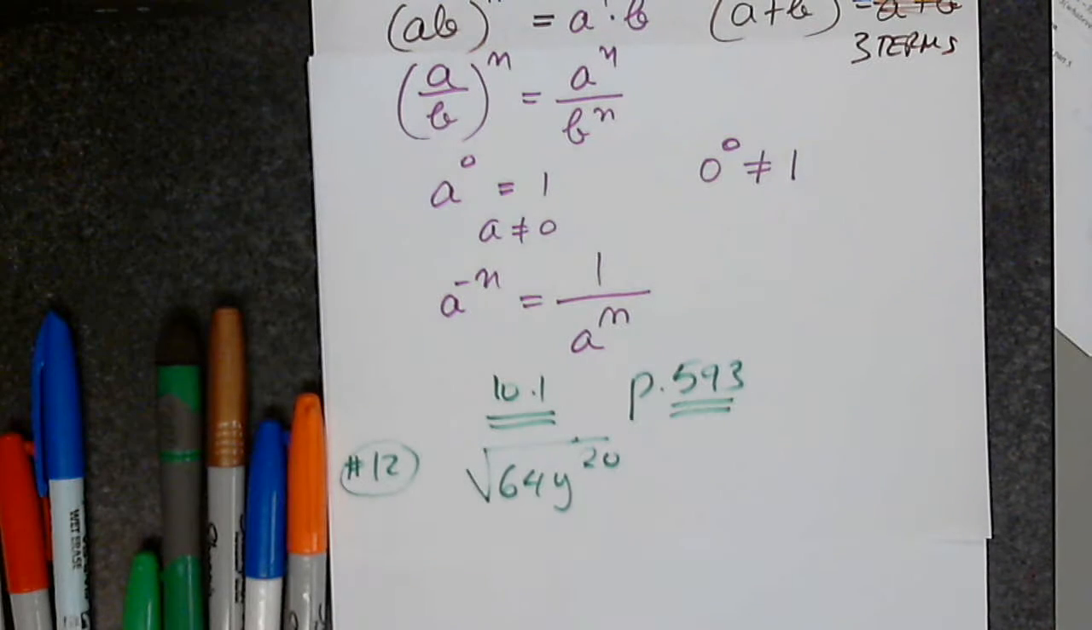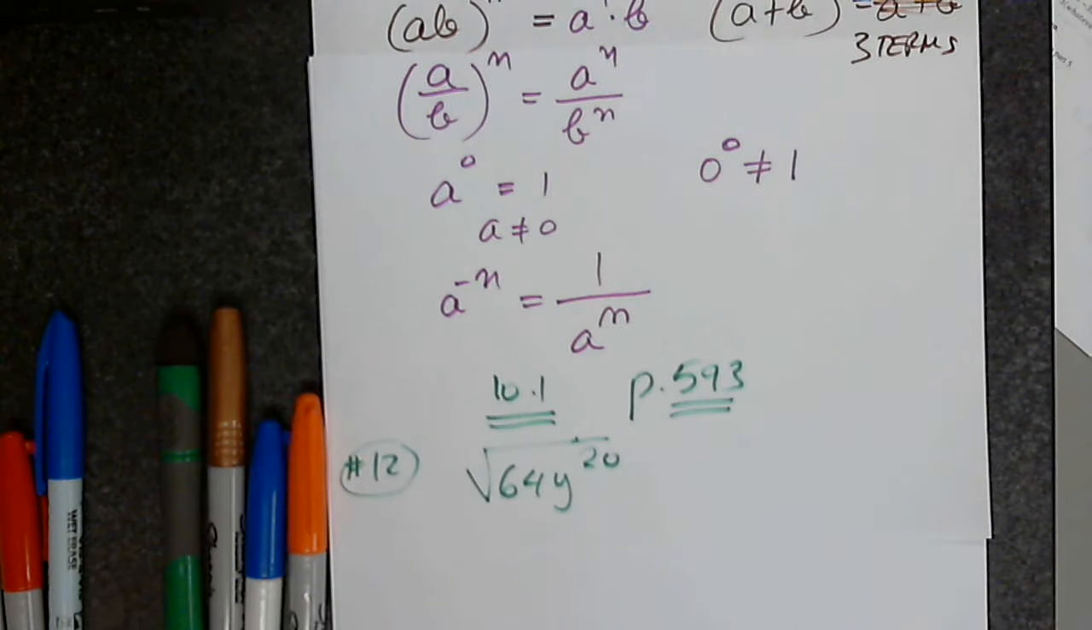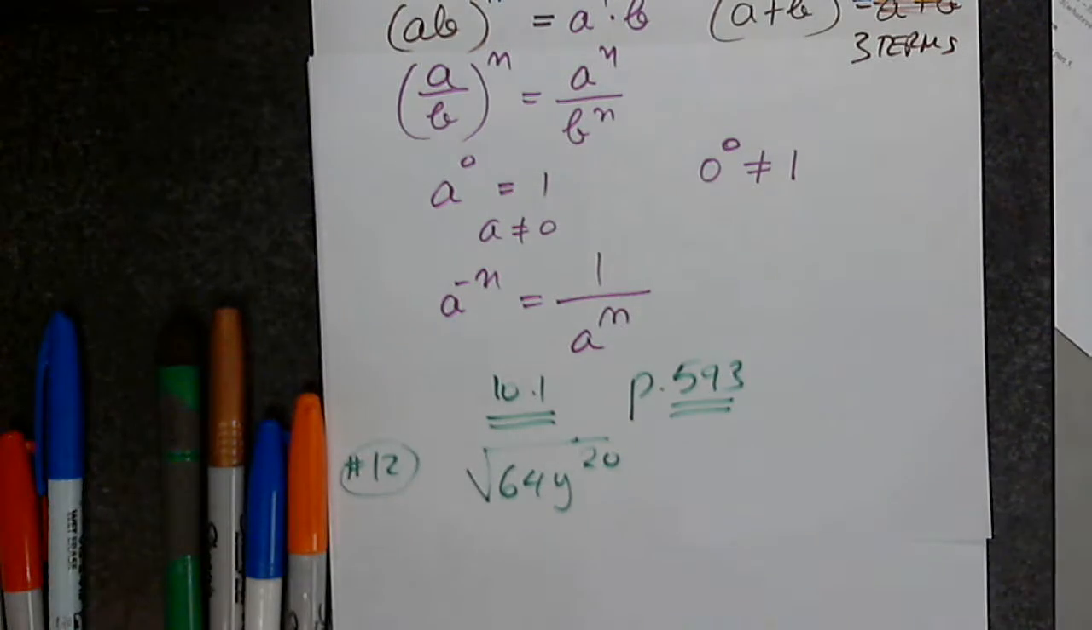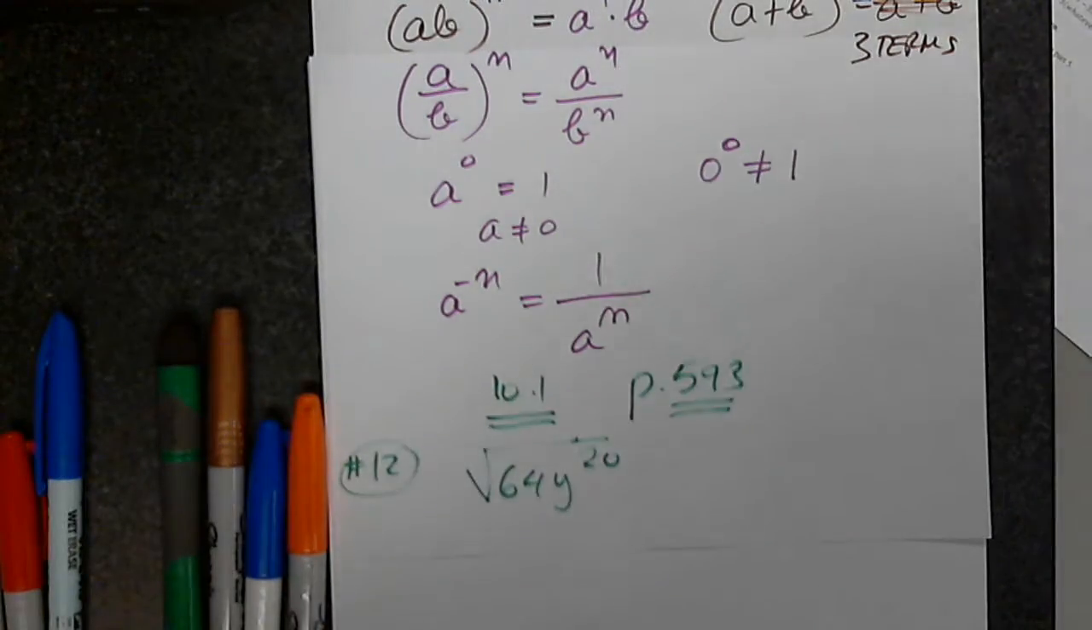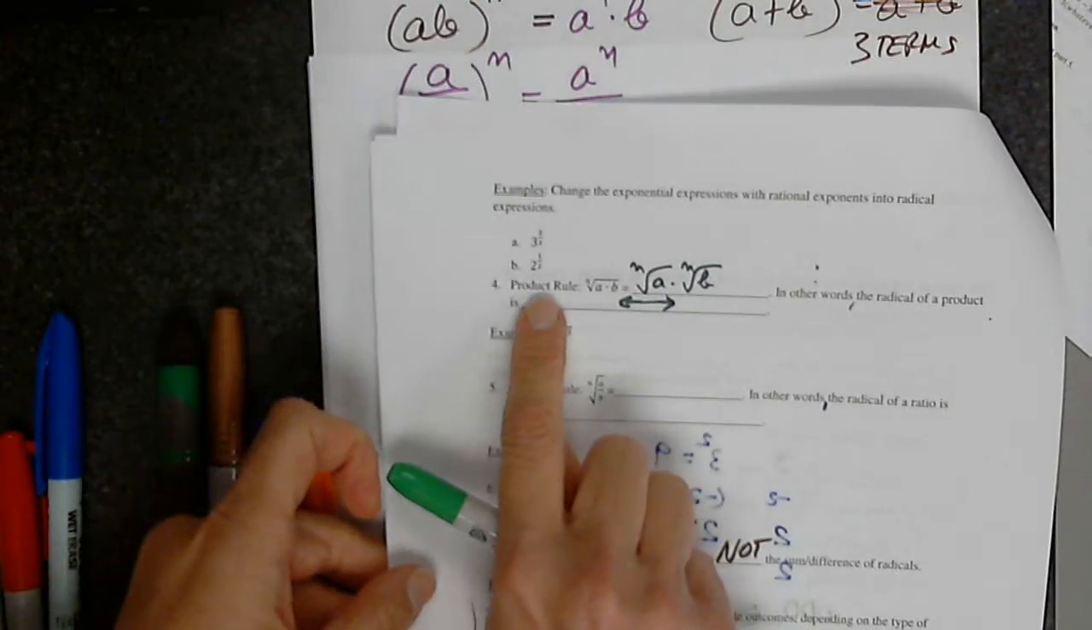Okay, I'm looking at this radical and I see that the index is 2. Excellent. And I see that the radicand is formed how? What does the radicand have? Is it a sum? Is it a product? Is it a ratio? It's a product. What do I know about a radical applied to a product? It's okay. Let's go back to our handout. I put it aside. What did we say about the product rule?